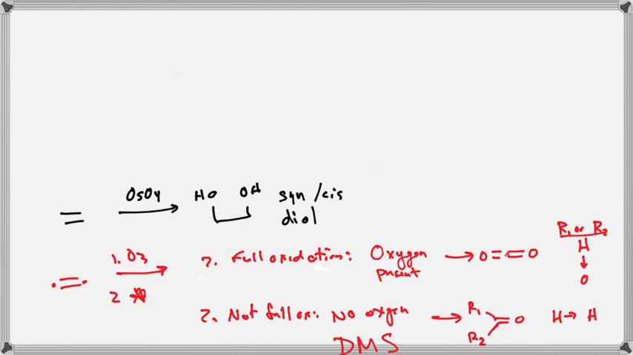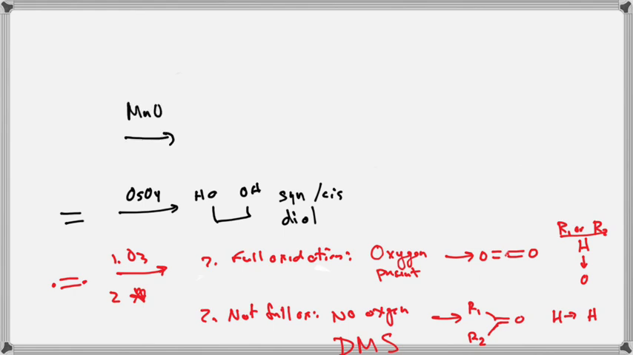Right? And if you want to know, the formula for DMS is dimethyl sulfide. So draw dimethyl ether, except get rid of the oxygen and make it a sulfur. That's DMS. DMSO, you just make a double bond between oxygen and sulfur. Right? So these are ones that I would memorize.